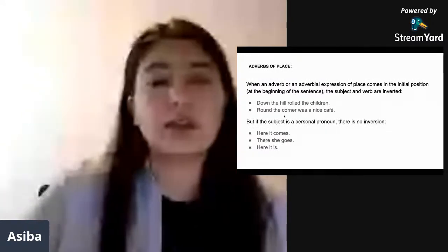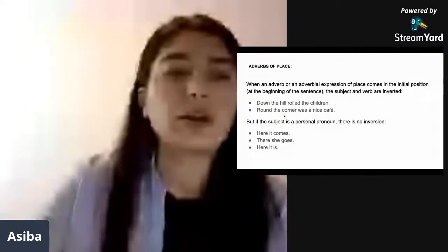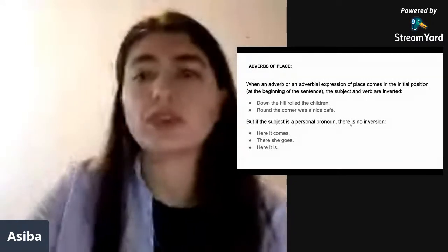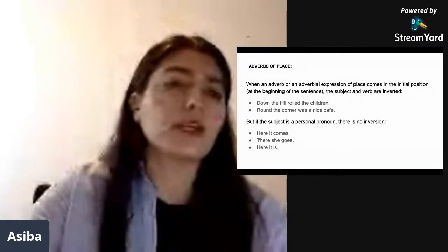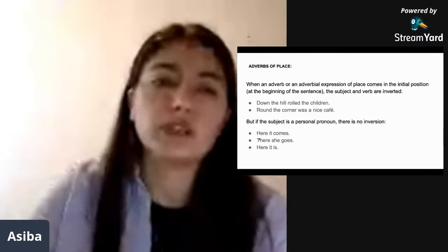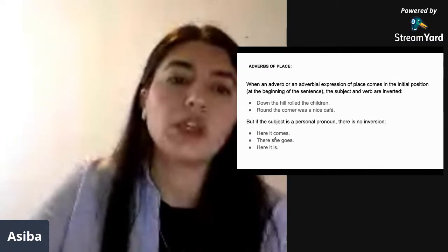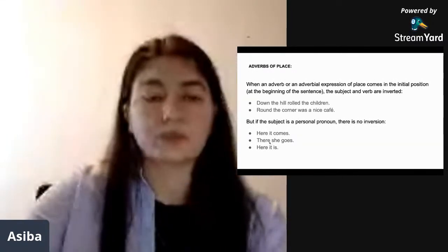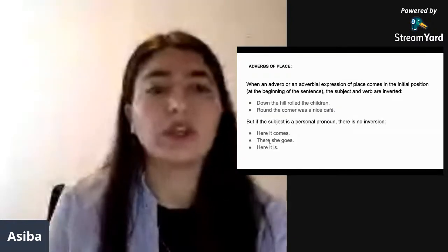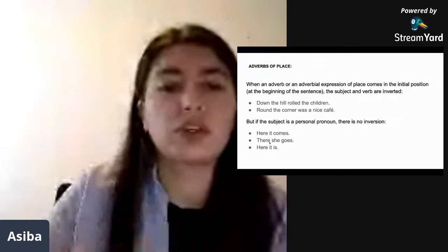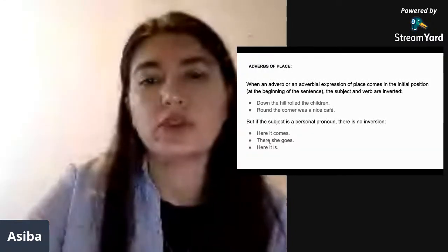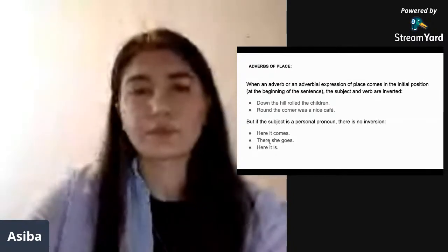But there is an exception: if the subject is a personal pronoun, there is no inversion. Examples are here: here it comes, there she goes, here it is. So it, she, and it here. In these sentences, we cannot say here comes it or there goes she. It is better to say them in the non-inversion structure.